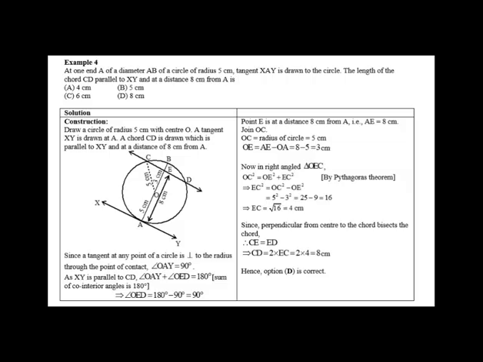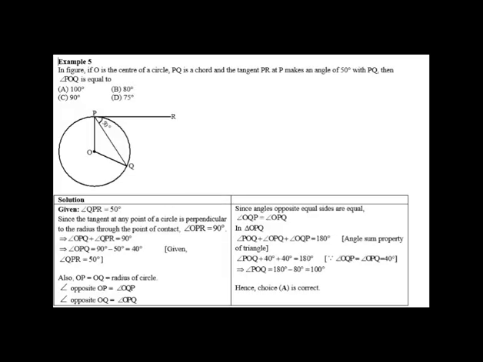Since the perpendicular from the center to the chord bisects the chord, CE is equal to ED, which implies CD is equal to 2 times EC, which is equal to 2 into 4. Therefore, CD is equal to 8 cm. Hence, option D is correct.